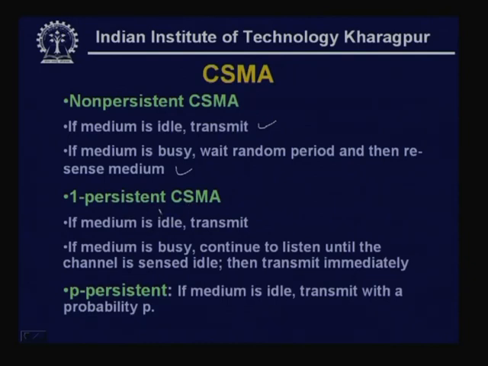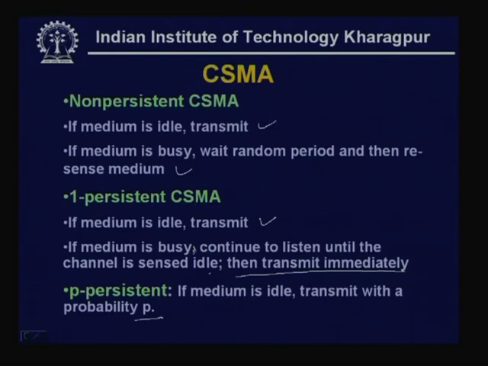In case of one persistent, if the medium is idle, it transmits, and if the medium is busy, continue to listen until the channel is sensed idle, then transmit immediately. So, it does not wait with probability, rather it transmits with probability 1. On the other hand, in P persistent, if the medium is idle, transmit with a probability P. So, it may transmit, it may not transmit. That is the advantage of P persistent.